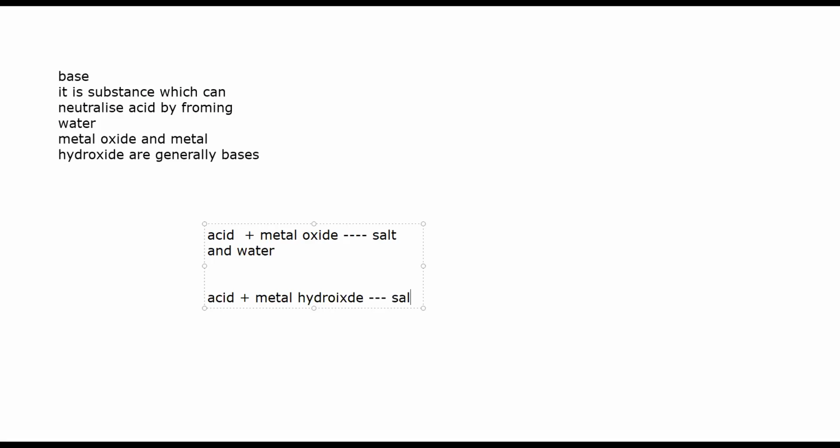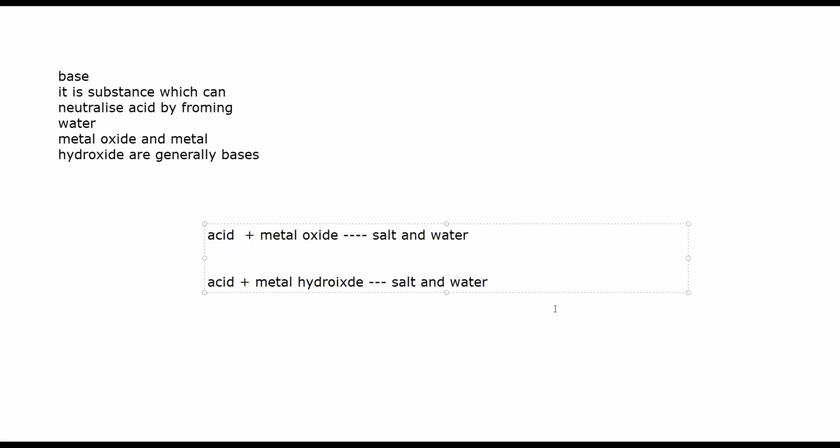So for example, acid plus metal oxide, the result will be salt and water. Same thing, acid plus metal hydroxide, the result will be salt and water. So you can see here acid plus metal oxide and acid plus metal hydroxide, the result is salt and water. So the acid is neutralized by a substance.